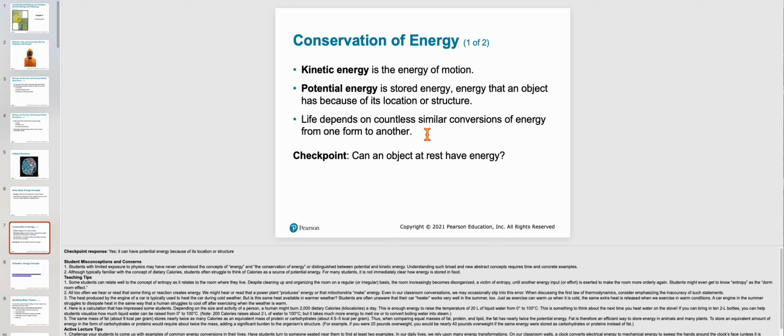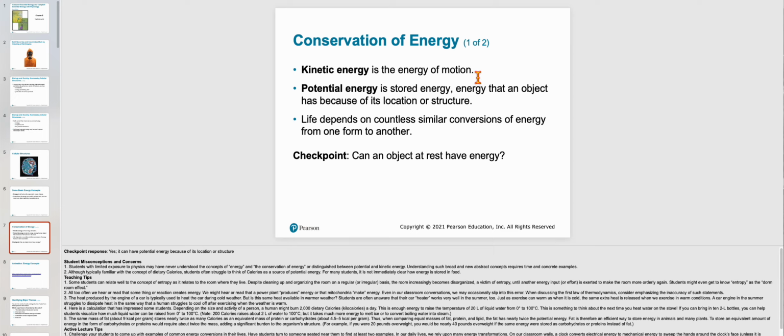Then we have these two forms of energy. Very commonly asked question on an exam. Kinetic energy is energy of motion. So when you push a ball down a hill and the ball is rolling down the hill, it's got kinetic energy. When the ball is at the top of the hill, it has potential energy. And usually potential energy is based upon location or structure. So in this case, potential energy, in my example with the ball on the top of the hill, that's location. In biology, you have structure as a potential, like ATP.